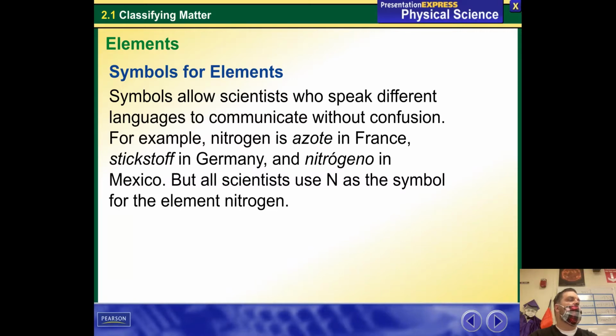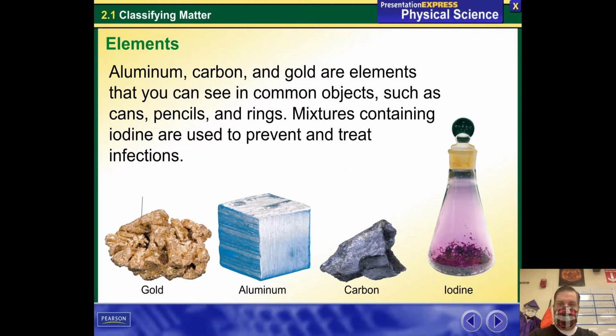Okay? And I misspoke. Nitrogen does not interact with things, but it's not noble. I was thinking of two different things. Okay. All right. Keep going.